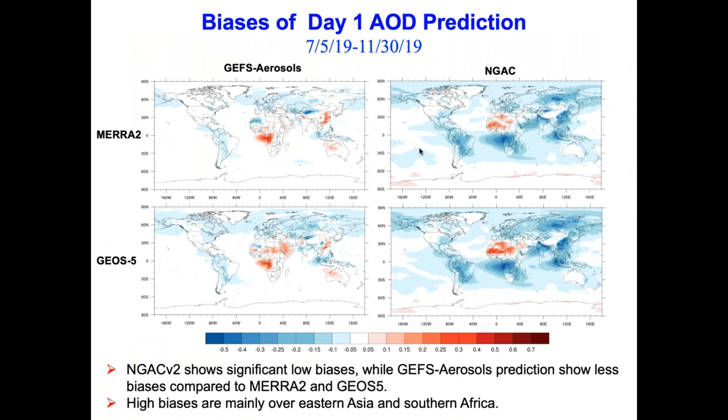From the bias of this day one AOD prediction averaged over these 5 months, we also compare the GAFS aerosol results and NGAC prediction with the MERRA-2 reanalysis data and the NASA GEOS-5 model. Obviously, the NGAC shows significant low bias globally, while our GAFS aerosol prediction shows less bias. The largest bias is mainly over the South Africa area, which is due to the fire emission. Another one is over Eastern Asia, as I mentioned, that's the anthropogenic emission in the current emission set, which still has some uncertainty that will be improved.